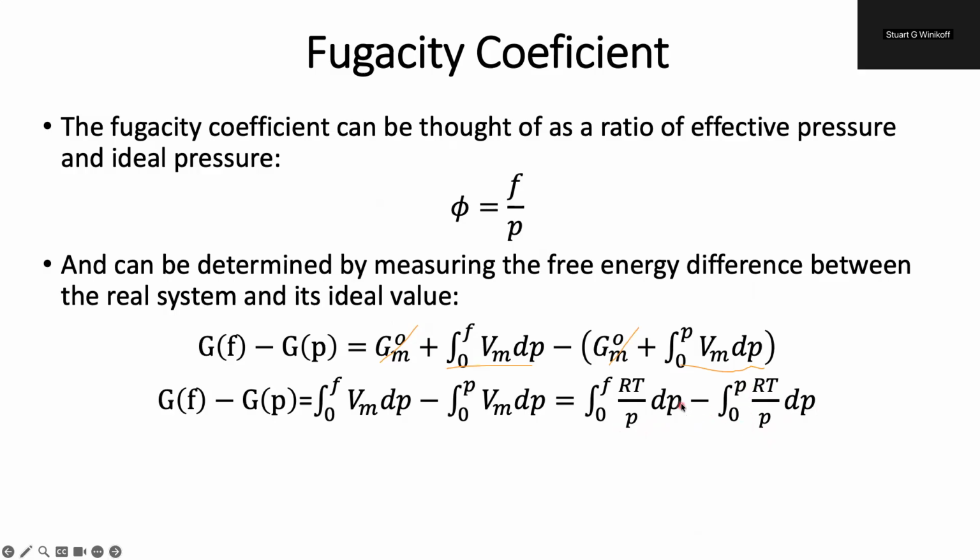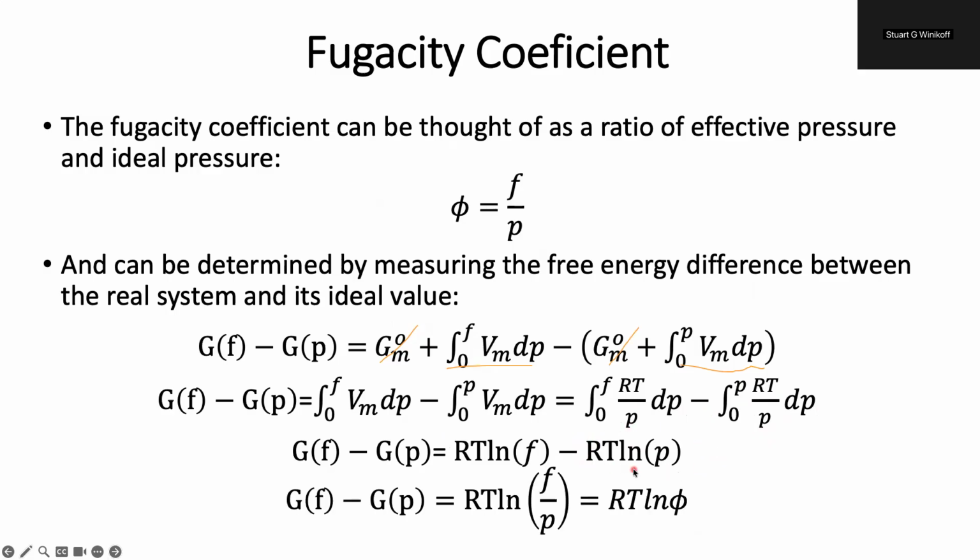Now, if it's dP over P, that means we just get integrals of natural log. And the natural log of 0 is just going to be 1. So we can directly compare RT natural log of the fugacity to RT natural log of the pressure.